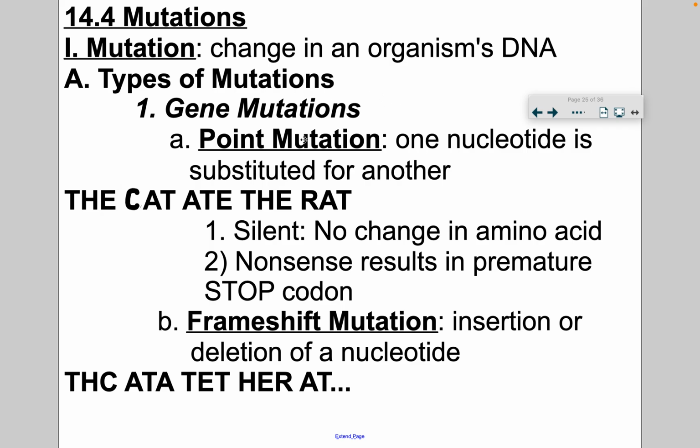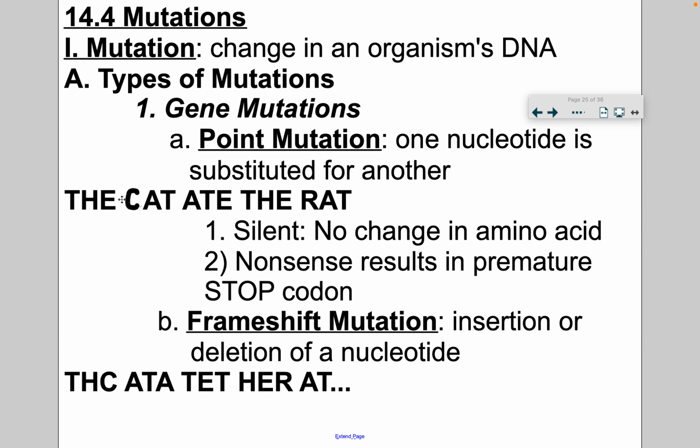Gene mutation is where we have one nucleotide that's substituted for another. Okay, so we call this a point mutation. And there are different types of point mutation. One that's silent, which means it codes for the same amino acid because the code is redundant. There are more than one codons that can code for the same amino acid. So if it codes for the same amino acid, even though you had a base letter change, it's still good. Nonsense means that the change or the mutation has resulted in a premature stop codon.